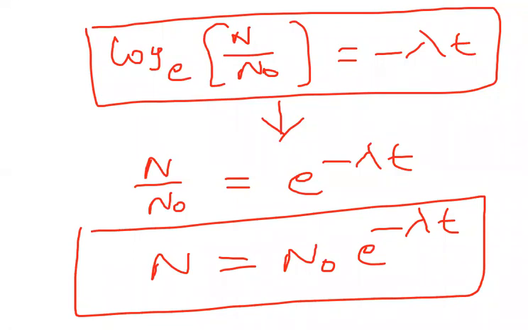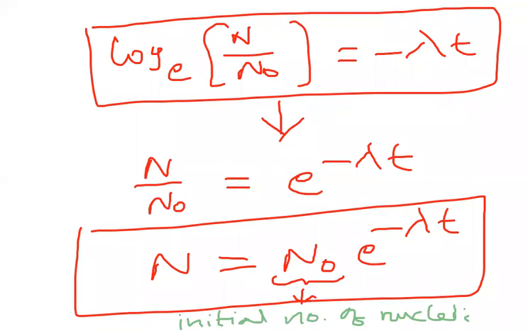N is the number of nuclei present at that instant. N naught is the initial number of nuclei. Remember what N naught means? We have to remember it as the initial number of nuclei. That is about the law of radioactivity.